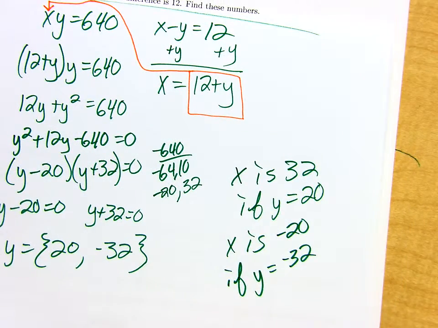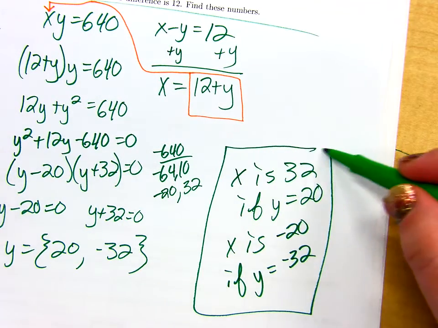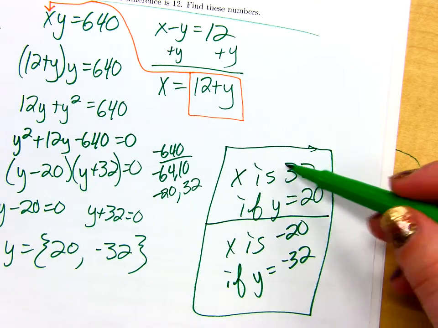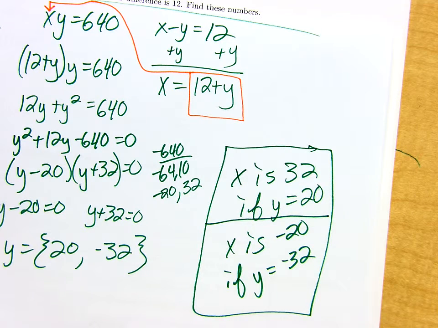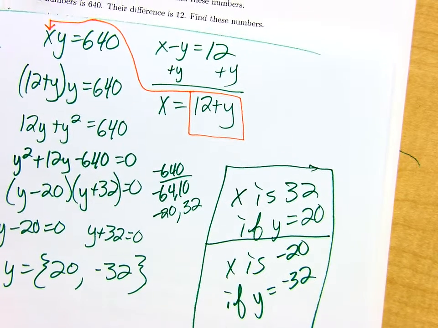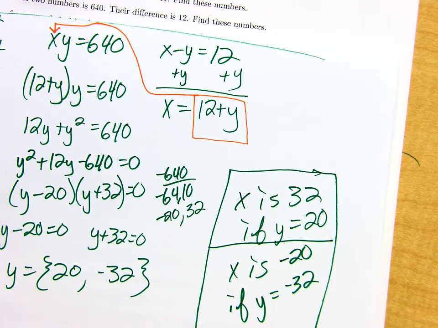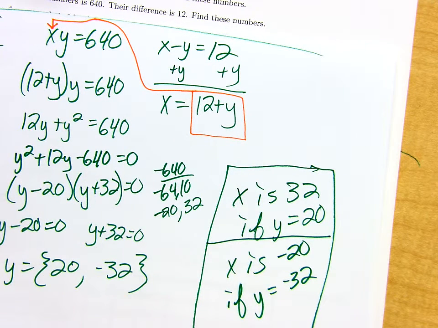So really, this whole thing is your answer. You have two sets of them. X is 32 if y is 20. X is negative 20 if y is negative 32. Depending on the situation, sometimes you can throw an answer away. Like if they had said the product of two positive numbers, then I could say, all right, I can't have a negative, so I'll throw away that answer. They didn't say that here. They said any two numbers.